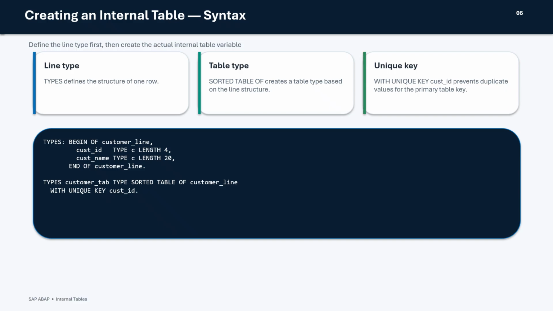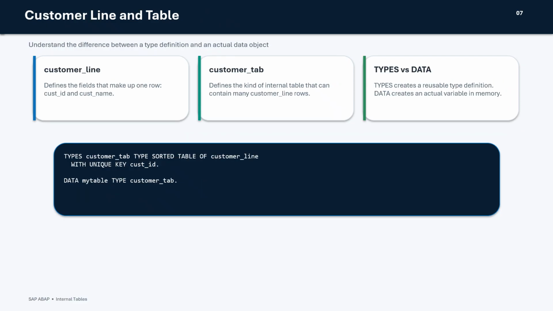Then by using TYPES we define an internal table, right? The type customer tab is the internal table type: sorted table of customer line with unique key customer ID. In this way we can define and create an internal table. Here we can clearly see the difference between customer line and customer tab.